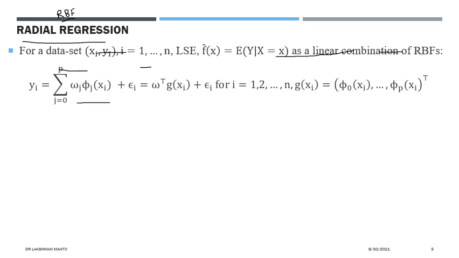Starting from j equal to 0, that means we have p plus 1 basis functions, so at hand we have p plus 1 parameters, omega. In a similar fashion we can convert that into compact notation as a dot product of omega, a p plus 1 dimensional vector, and this vector function, which we call phi.